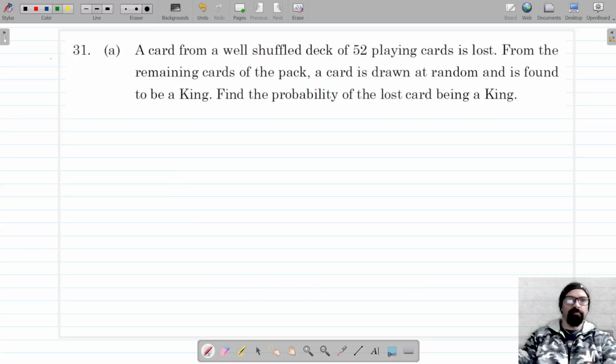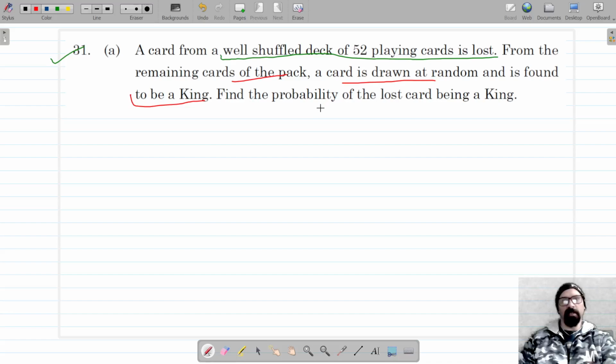Okay, for question number 31, part A, it's given that a card from a well-shuffled deck of 52 playing cards is lost. And from the remaining cards of the pack, a card is drawn at random and is found to be a king. So we have to find the probability of the lost card being a king. If the card is lost, it can be a king or cannot be a king. So these will be our two primary events.